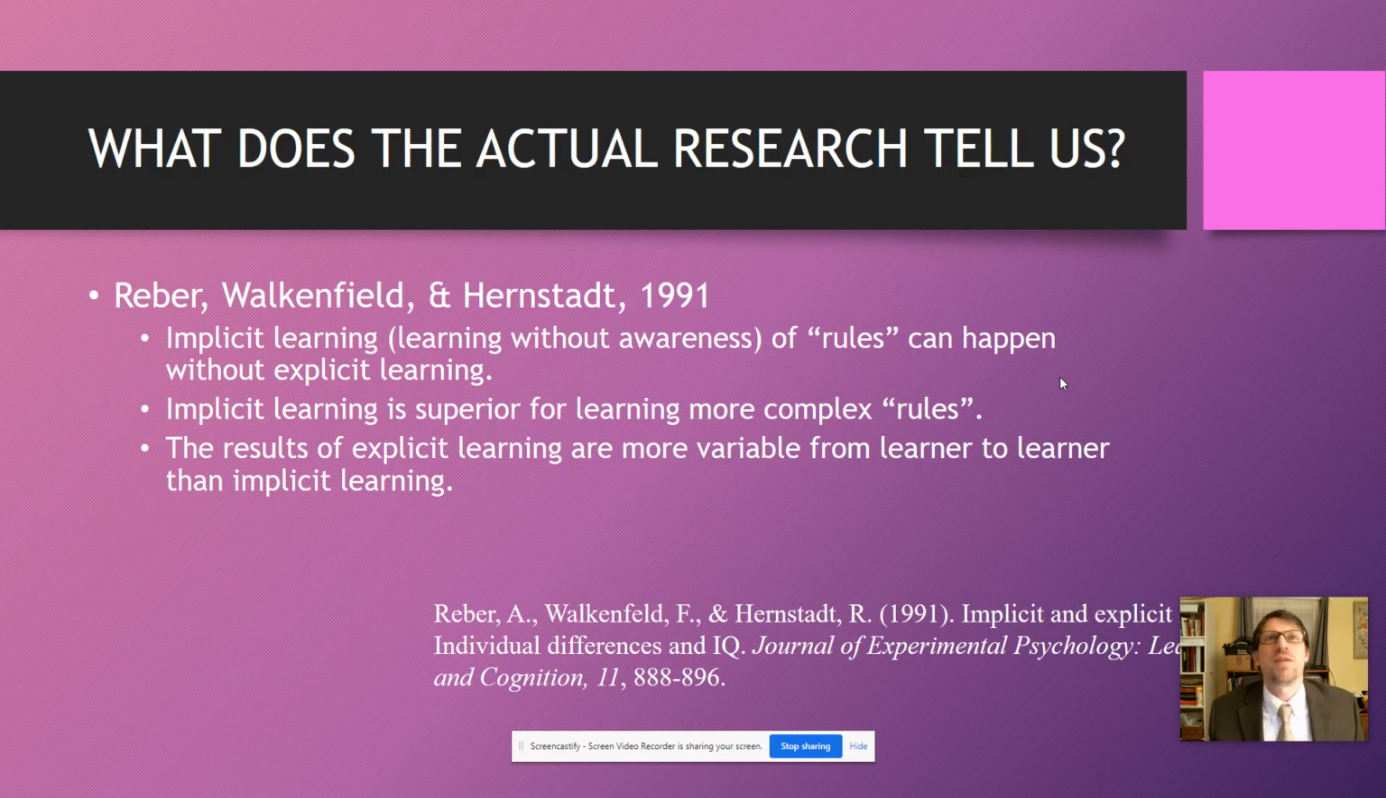What does the actual research tell us? We want second language acquisition theories that are supported by research, but oftentimes the truth is we're just guessing, we're just speculating because we can't really open up a person's mind or brain, peer inside, and really see what's going on. But we do have some interesting experiments, and I'm going to talk about a couple of those. One is from Reber, Walkenfield, and Hernstadt. They did an experiment of the difference between implicit learning and explicit learning.